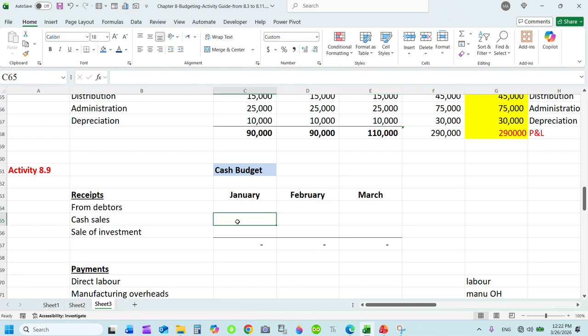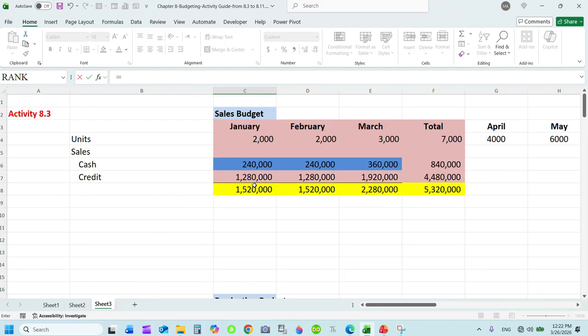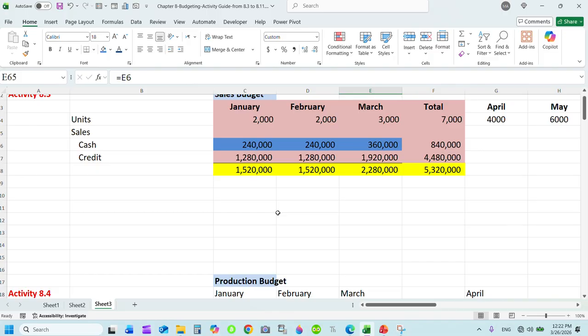Cash received from cash sales: in January we received 240,000. Then I can drag it to the next 3 months. Accordingly, January cash received from cash sales 240, February 240, March 360. Go and check: 240, 240, and 360. Right? So this is cash collection from cash sales.